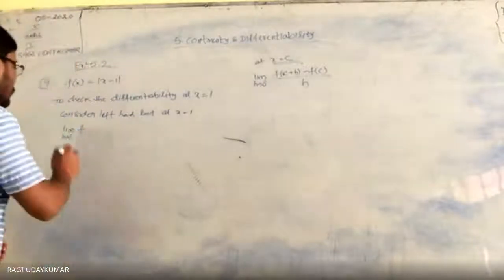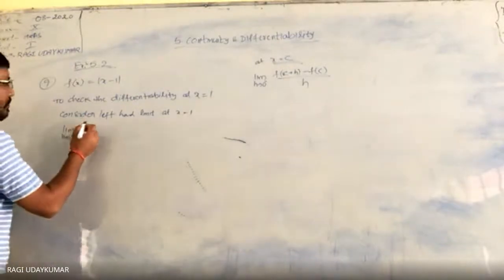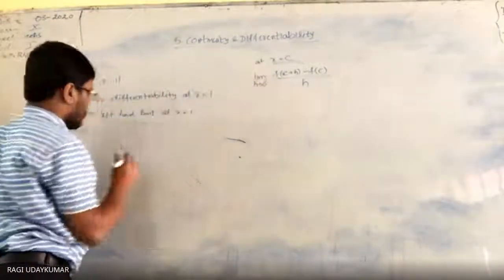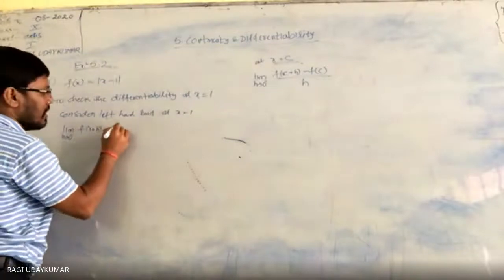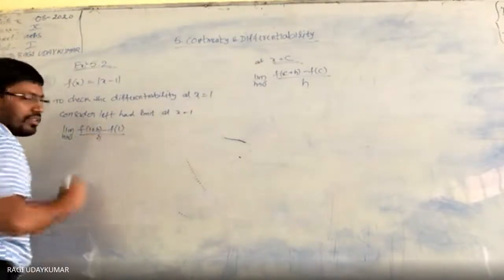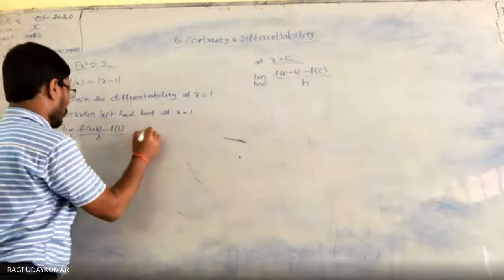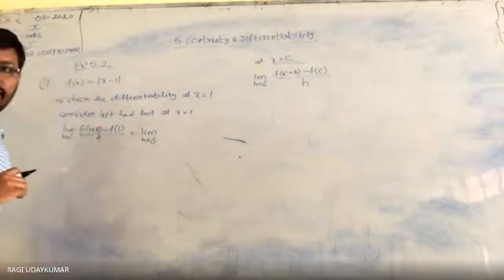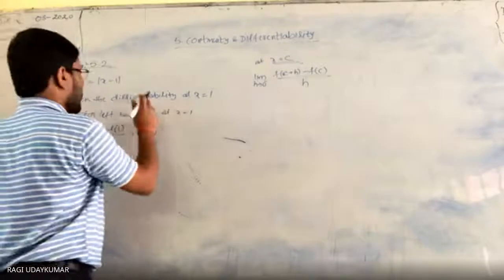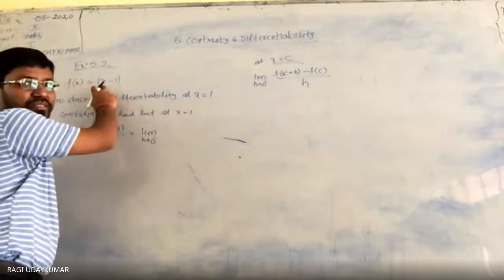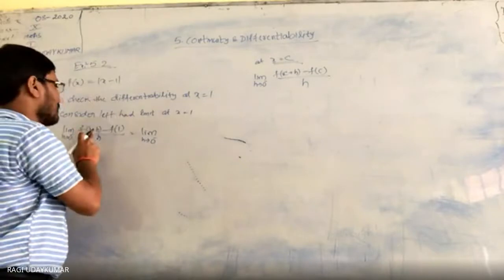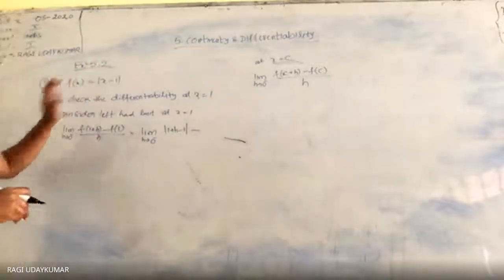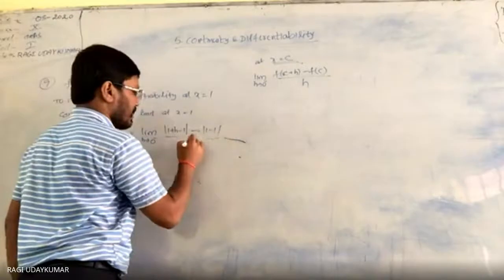Okay, so now what do you write here? Limit h tends to 0 minus, f of 1 plus h minus f of 1 divided by h, since here we are checking at c equals 1. So what do you get here? f of x is equal to modulus of x minus 1, so f of 1 plus h is modulus of 1 plus h minus 1, minus f of 1, which is modulus of 1 minus 1, all divided by h.